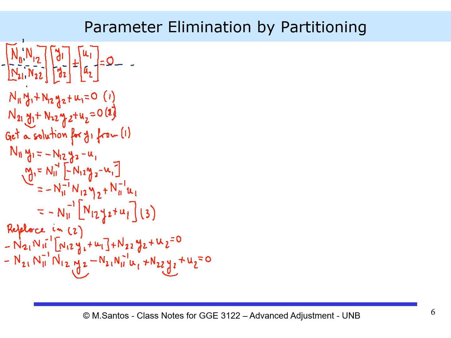We can then write N22 minus N21 N11 inverse N12, Y2, plus U2 minus N21 N11 inverse U1. Well, if I haven't made a mistake, it's correct.